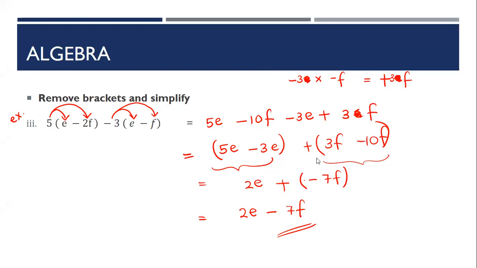So don't do this as a theory lecture. This is maths. You have to do the questions. So get a paper and do the questions when I am doing. Okay, so here for example 3, we are getting the answer 2e minus 7f.